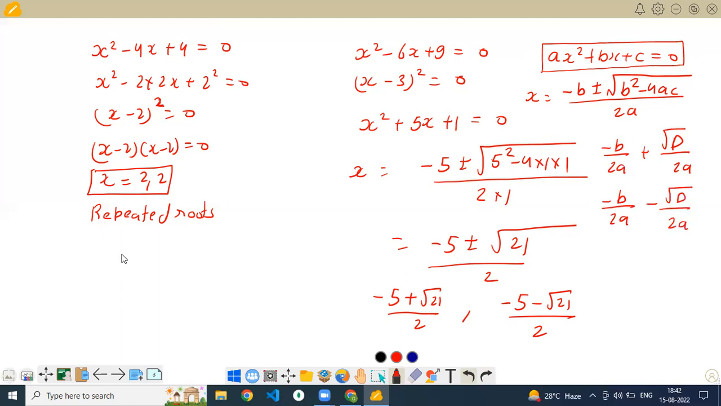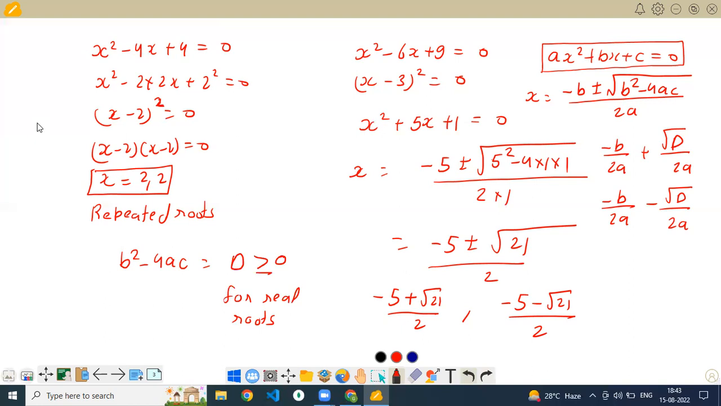This b square minus 4ac, we also call it d, which is known as the discriminant of the equation. So you see that because it's a square root of d, this d has to be greater than or equal to 0 for real roots. Why? Because till now, we don't know how to find the square root of a negative number. If b square minus 4ac is less than 0, then we'll end up finding the square root of a negative number, which we don't know today.